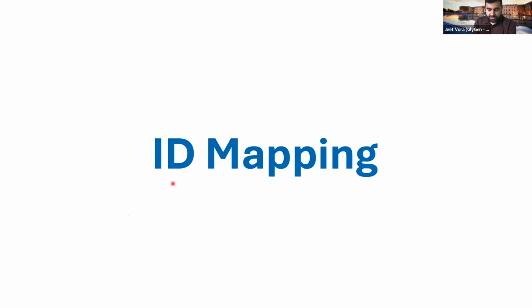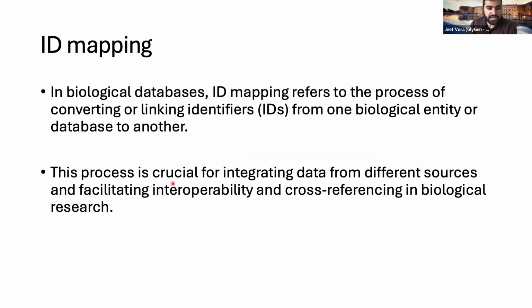Now, coming to the second tool, which is the ID mapping. So what does ID mapping mean? In biological databases, it means the process of either linking or converting IDs or accessions from one biological entity, it could be a protein, glycan, a lipid, or from one database to another database. Let's say from UniProt to RefSeq or from UniProt to GeneID, and so on and so forth.